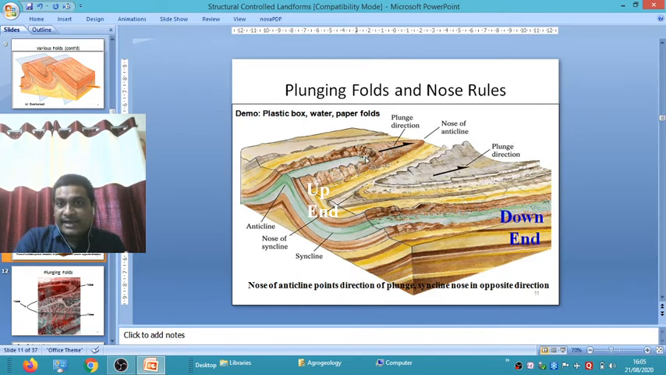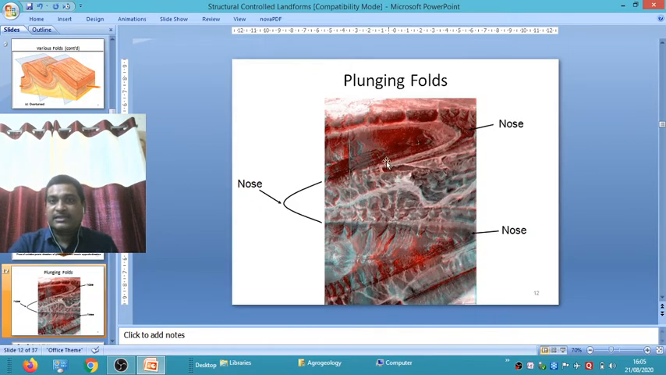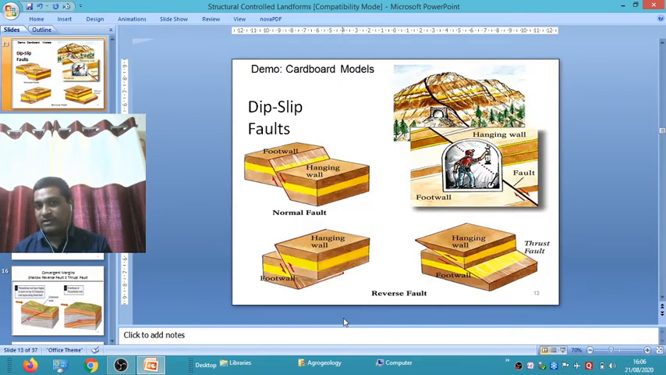Okay, plunge direction, nose of anticline, plunge direction. This is the demo model of the fold. This is the plunging fold. Where is the nose? This is the nose, this is the nose, this is the nose. This is a snake-like structure. At the axial plane, the exact axial plane, that is the nose. Plunging, where the bend of the rock is called the plunging of the fold.